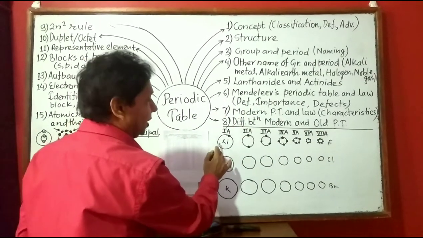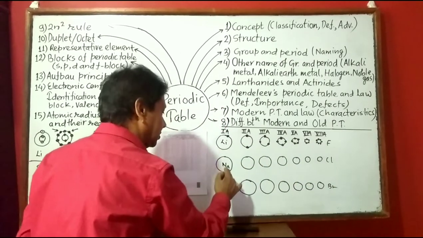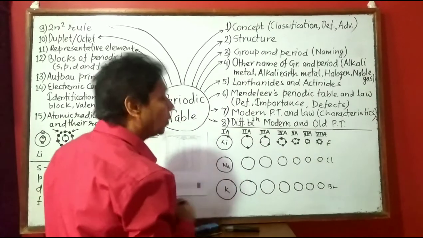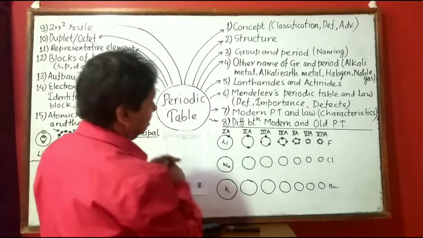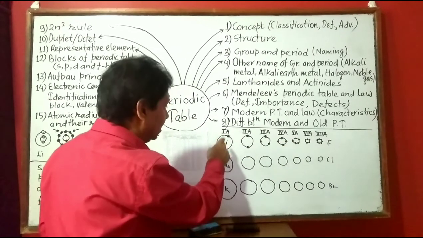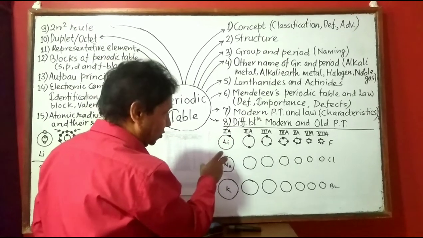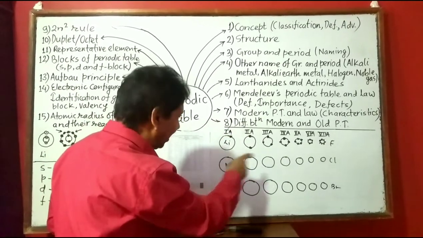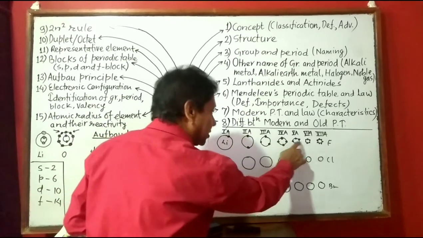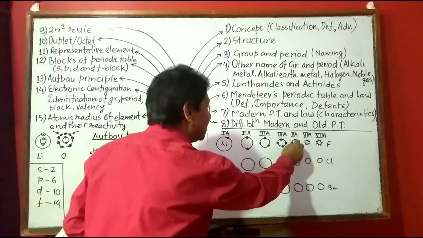As we go from left-hand side to right-hand side in any period, whether the second period, third period, fourth period, or fifth period, atomic radius goes on decreasing. Why does atomic radius go on decreasing? The number of valence electrons goes on increasing. Valence electrons, I think you know about this, are the electrons in the outermost orbit, called valence electrons because they declare the valency of the element. As we go towards the right-hand side, the number of valence electrons goes on increasing.